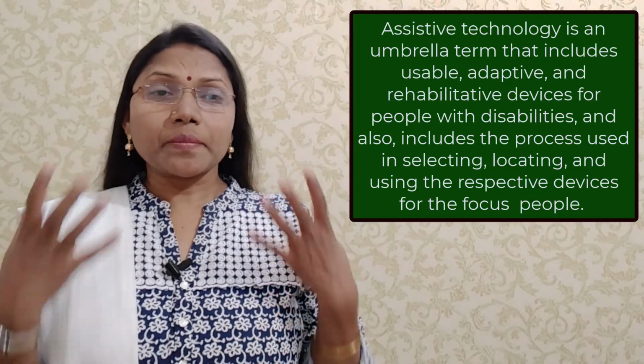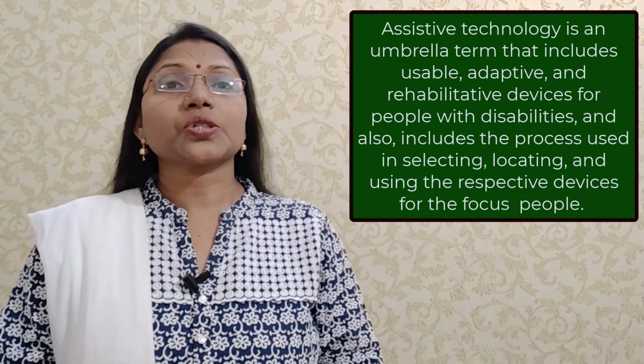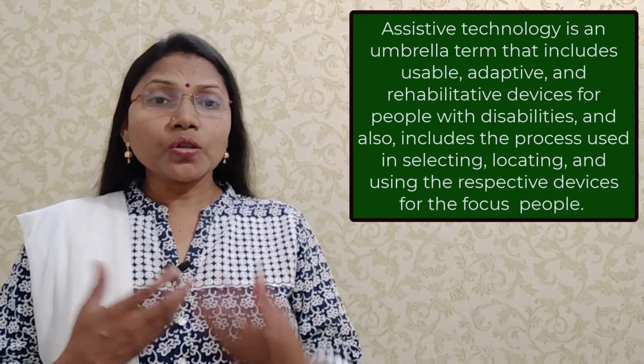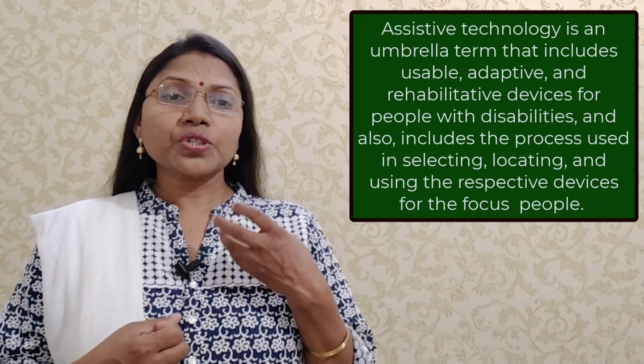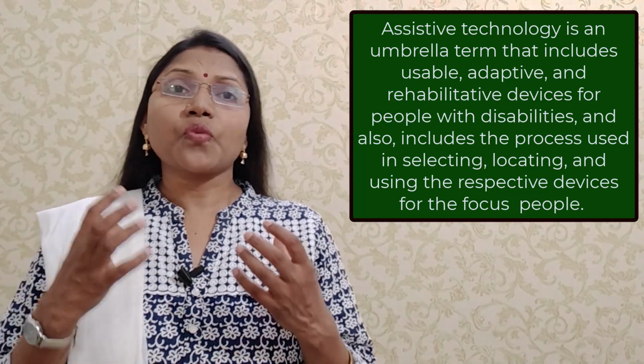Assistive technology is an umbrella term that includes usable, adaptive and rehabilitative devices for persons with disabilities, and also includes the process used in selecting, locating and using the respective devices for the focused people. Assistive technology promotes greater independence by enabling people to perform tasks they were formerly unable to accomplish. Now, let's dive into the main objective of assistive technology in an inclusive setup.